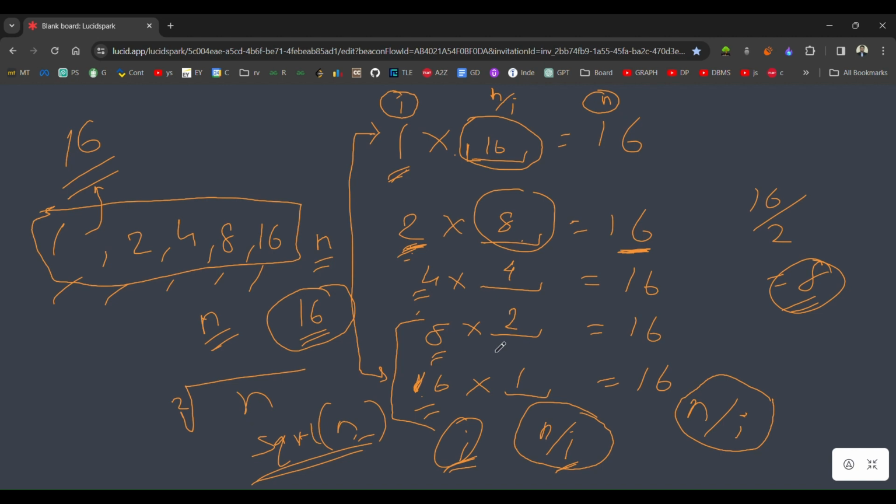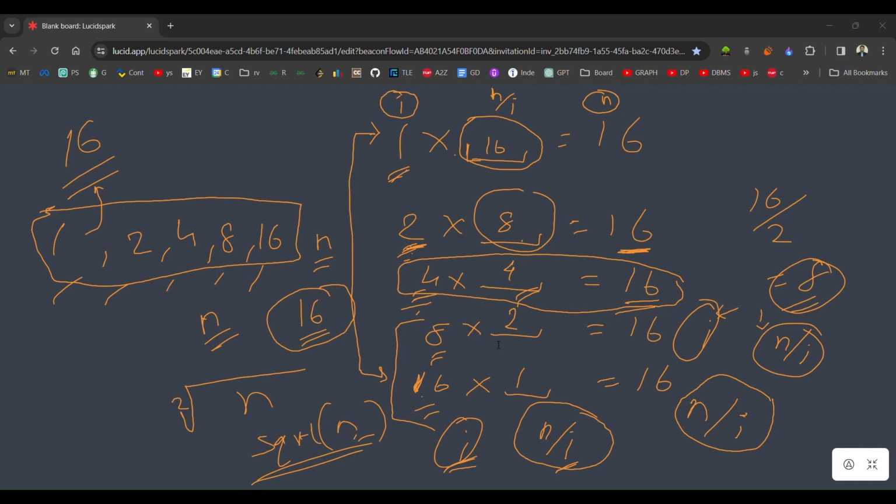But see here, when I is equal to 4, 4 into 4 gives 16. So in this particular case, you don't have to take I and n by I. You just have to take any one because both are same. So take it only once, right? So that's how you will be writing the code. The code is very simple.